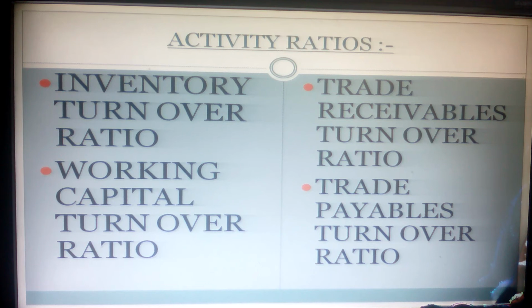Under the activity ratios, we are going to discuss four important ratios. In this video, we are going to discuss inventory turnover ratio and working capital turnover ratio. Subsequently, we are going to discuss trade receivables turnover ratio and trade payables turnover ratio. Those are the four important ratios under activity ratio.